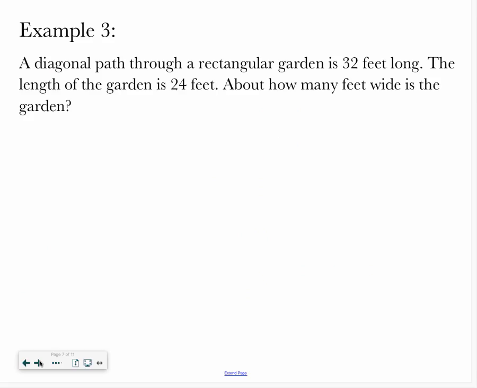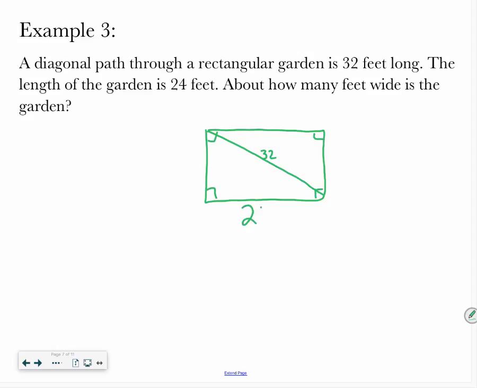All right, example 3, we are talking about a diagonal path through a rectangular garden. I'm going to draw myself a picture. We have a diagonal path going through it that is 32 feet long, so my diagonal is 32 feet. If I have a rectangle, I know these are all 90-degree angles. The length of the garden is 24 feet, and I want to know about how many feet wide the garden is. So I want to know what is that distance right there.